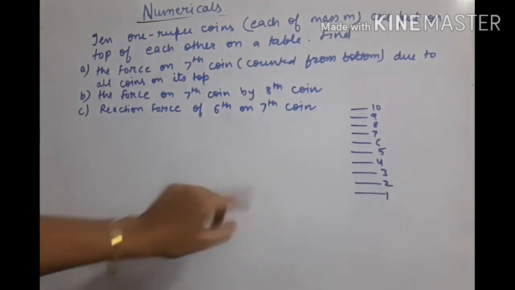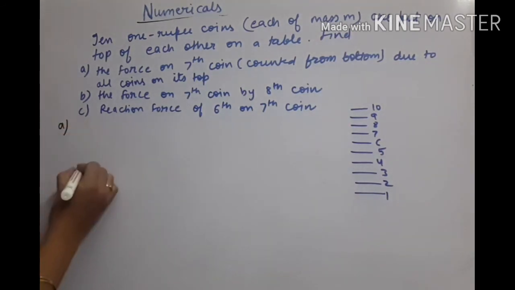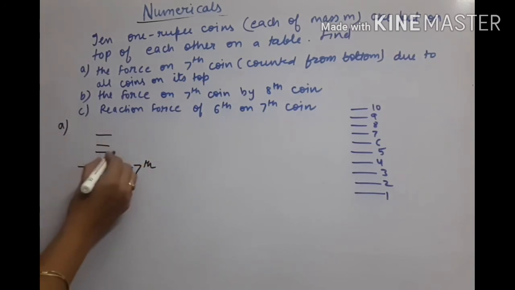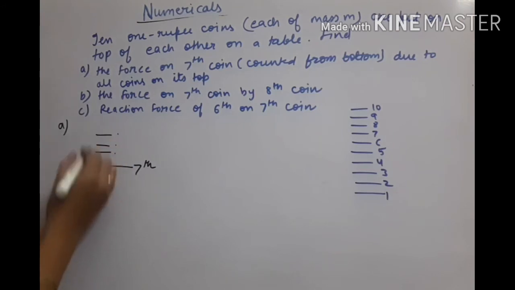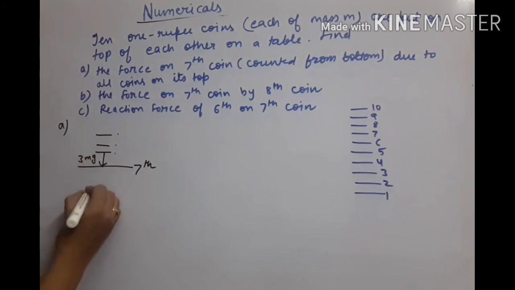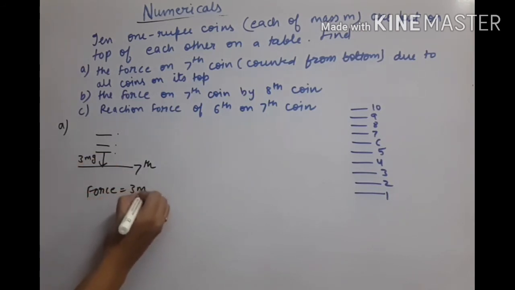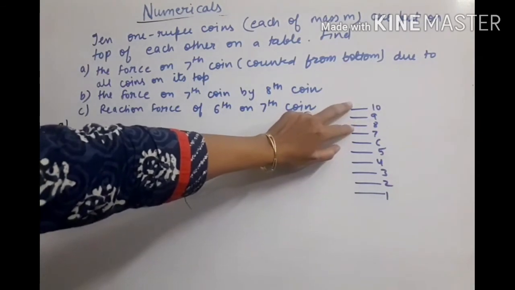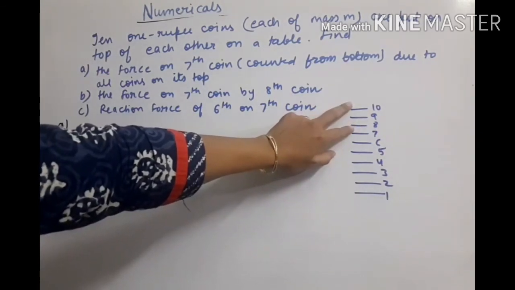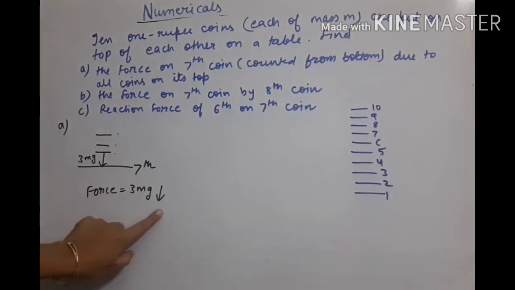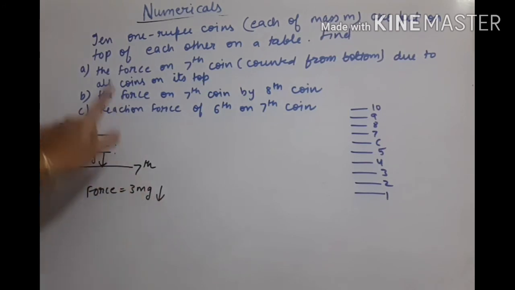Which force? mg. So on this 7th coin, there are 3 coins, 8th, 9th and 10th. Each weight is mg, so the total is 3 mg. That means 3 mg is the answer. And the direction of this 3 mg is downwards. It's an easy question. Because only 3 coins are present on its top, the total force will be 3 mg. Now B part.